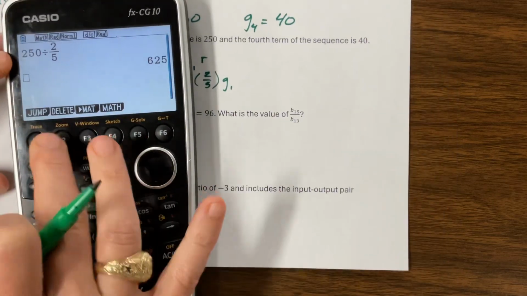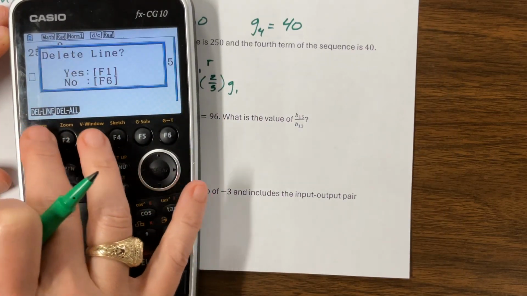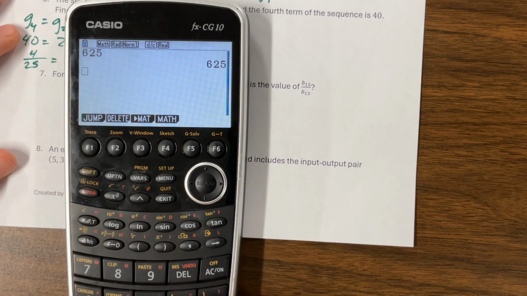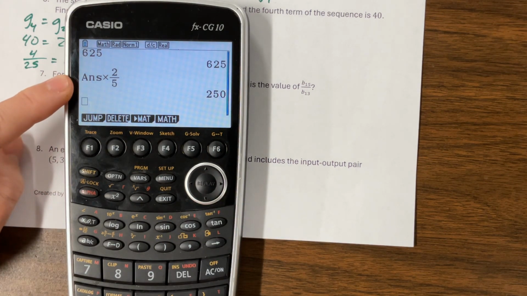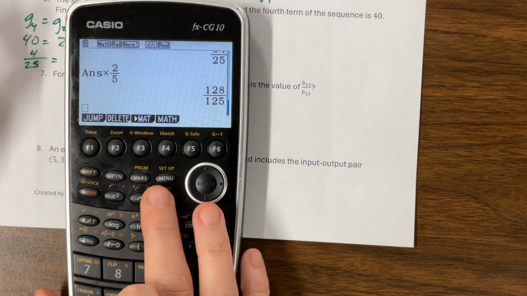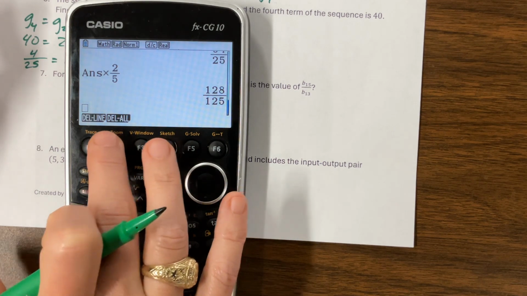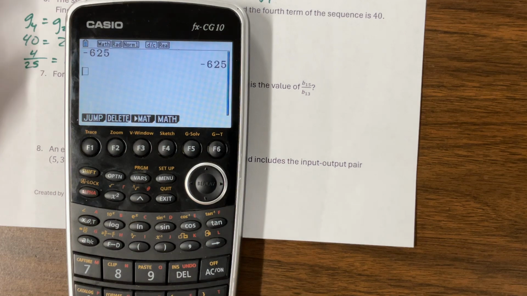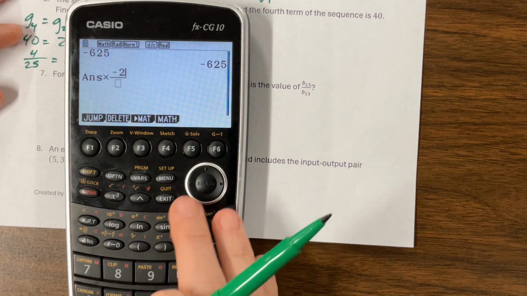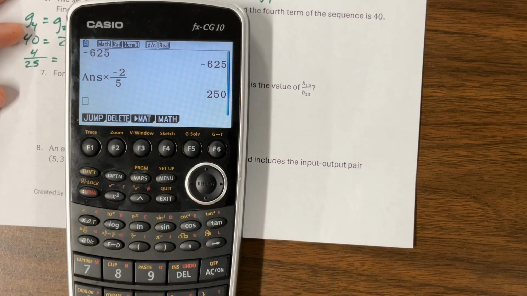So watch what happens here. If I take 625 and multiply it by 2/5, this is my second term, here's my third term, here's my fourth term, and I can keep going. But also notice, if I start with a negative 625, and instead of multiplying by a positive 2/5, I multiply by a negative 2 over 5, we have a positive 250 for our second term, and a negative 100 for our third term.